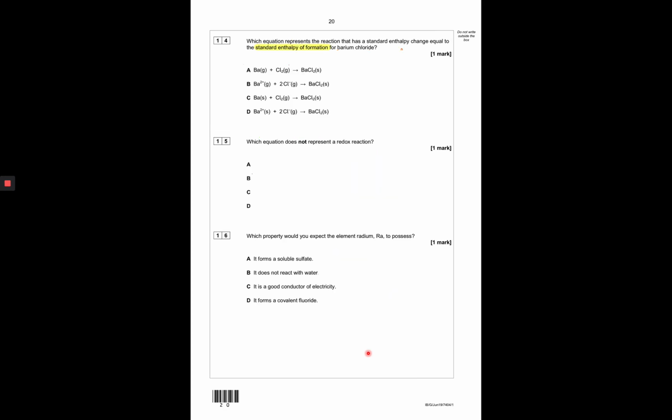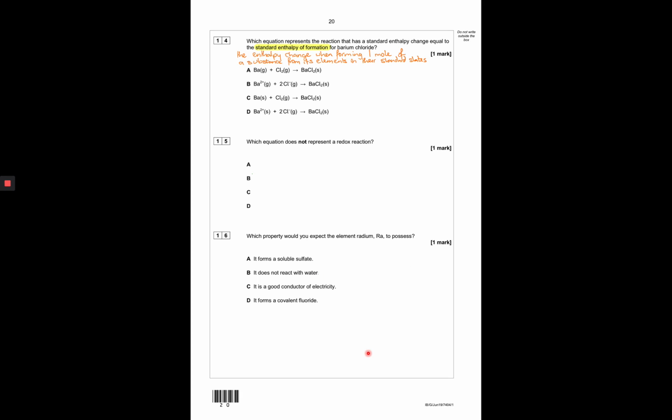Which equation represents the reaction that has a standard enthalpy change equal to the standard enthalpy of formation? You've probably been told that it's really important that you learn the definitions of things like standard enthalpy of formation. There is a chance they could ask you to give the definition, but more likely it's going to be a question like this, where you need to understand the definition to be able to apply it to a particular circumstance.